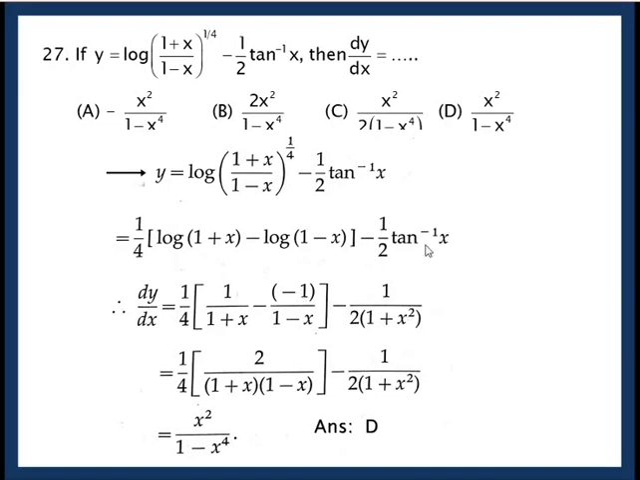What is derivative of tan inverse x? 1 upon 1 plus x square. Now if you simplify this, you will get this. 1 plus x into 1 minus x is 1 minus x square. Those two steps are not shown here. But if you simplify, you get x square upon 1 minus x raised to 4. So the correct option is D, Delhi.